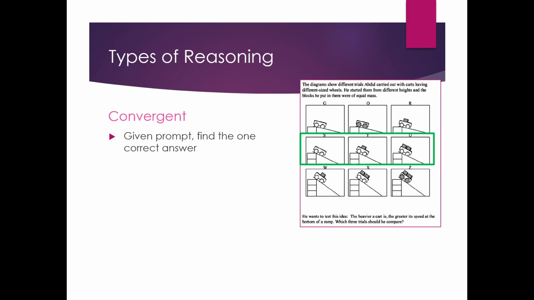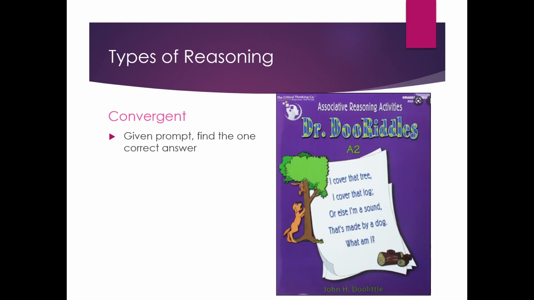But the reason why the answer is the middle row is because that's the only row where the 3 carts have the same size wheel in all 3 panels, in all 3 examples, and then all he's doing is changing the mass. So you're given a prompt. Your job is to find the one right answer. And even though a learner might make an argument for a different answer, there is one objectively right answer, right? And that's the key thing with convergent reasoning.